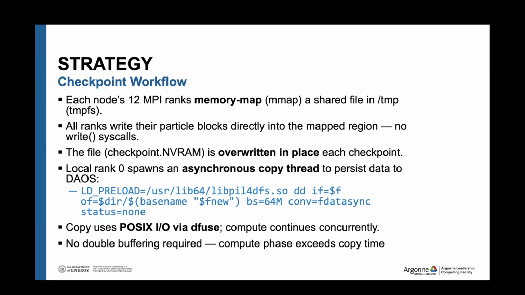And then we specify the number of blocks for optimizing the transfer. All the POSIX is done with dfuse. There's no double buffering required because the amount of compute that we're doing exceeds the time it takes to do the copy. I'll show the results in a second.